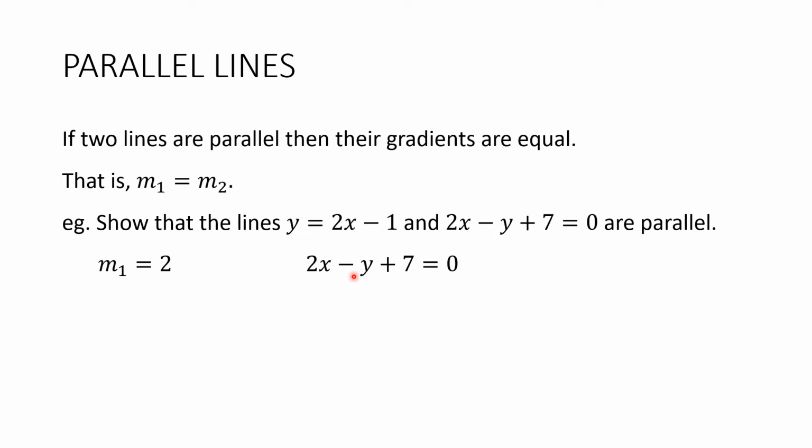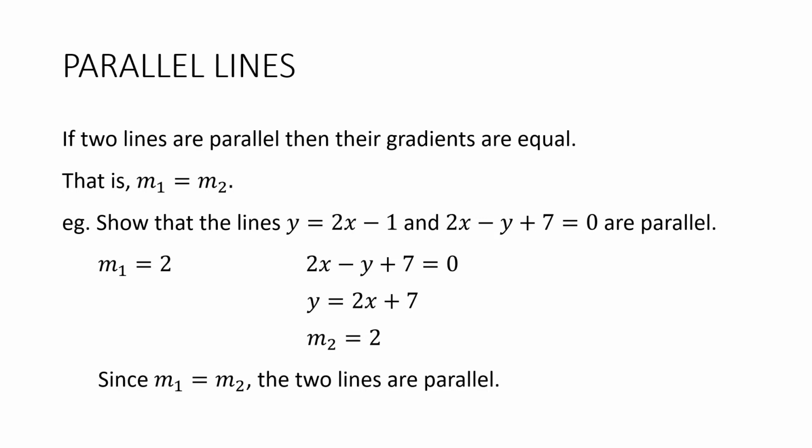So it's currently negative. I'm going to add y to both sides, which will take it over the other side. I've turned the equation around at the same time. Now I have y equals 2x plus 7. The gradient is 2. So since the gradients are equal, then the two lines are parallel.